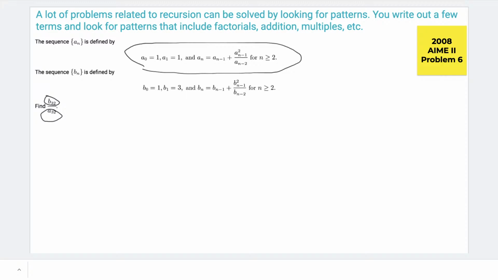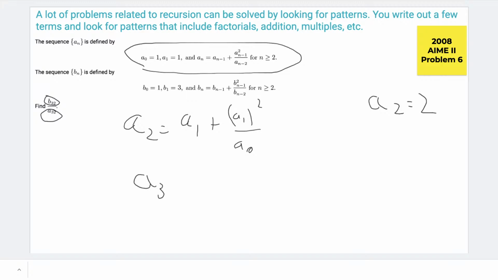So let's look. We have to find a of 2, which equals a of 1 plus a of 1 squared over a of 0. If you solve this, you substitute the 1 there, and you just get 2. a of 2 equals 2. Now a of 3.